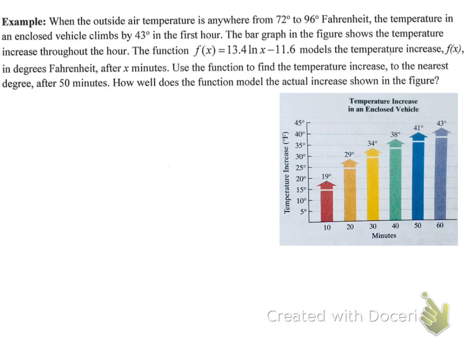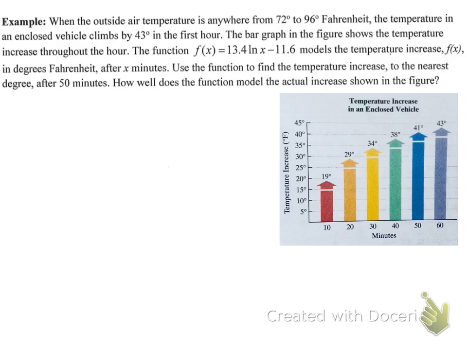So next example. When the outside air temperature is anywhere from 72 degrees to 96 degrees Fahrenheit, the temperature in an enclosed vehicle climbs by 43 degrees in the first hour. The bar graph in the figure shows the temperature increase throughout the hour. The function f of x equals 13.4 ln x minus 11.6 models the temperature increase f of x in degrees Fahrenheit after x minutes. Use the function to find the temperature increase to the nearest degree after 50 minutes. How well does the function model the actual increase shown in the figure?